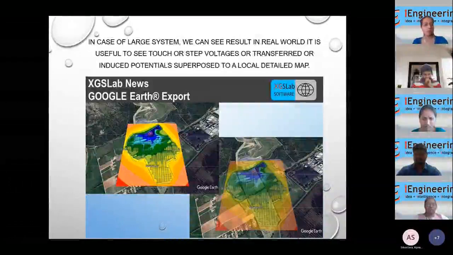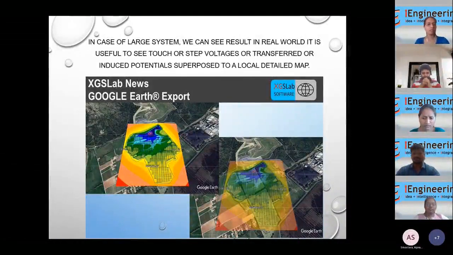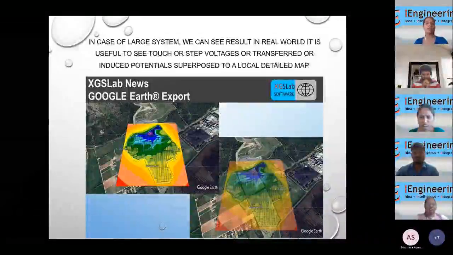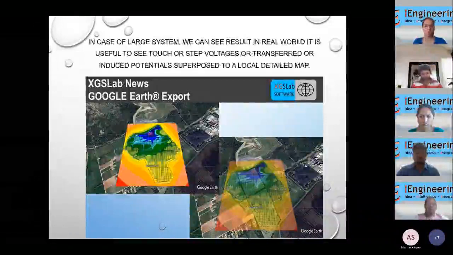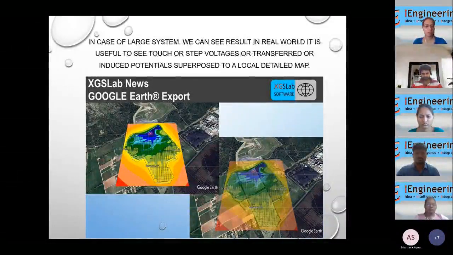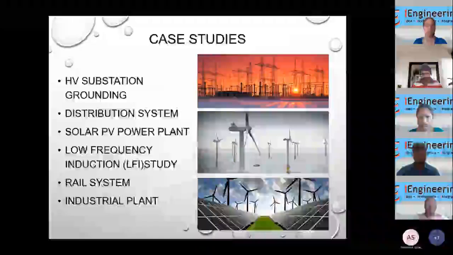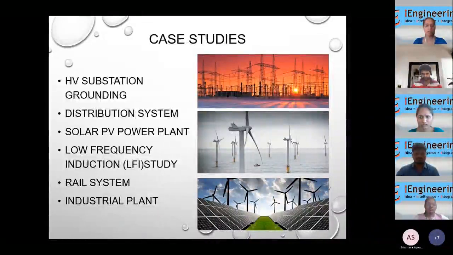And again, one more wonderful feature, Google Earth export. So in the case of the last system, we can see the result in the real world. It is useful to see the touch and step voltages of a transfer or induced potential superimposed on the local detail map. So we have recently introduced this feature as well in our Xgslab software.